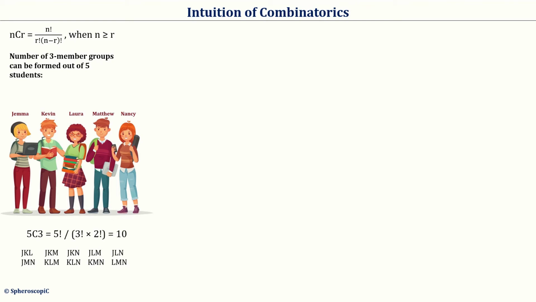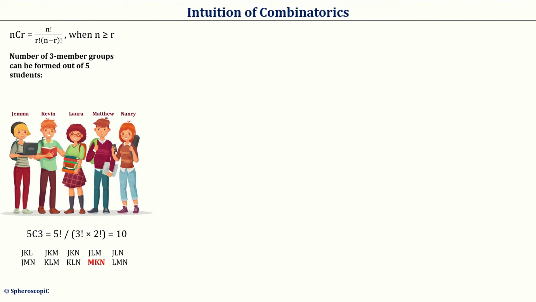Here it is. In all these possible selections of groups, notice that order does not matter. As example, this group consisting Kevin, Matthew and Nancy, we can simply write this way also. It will not affect the selection of members in this group.